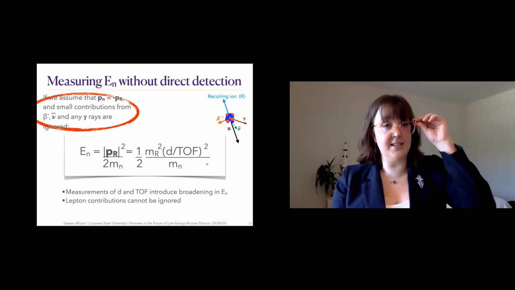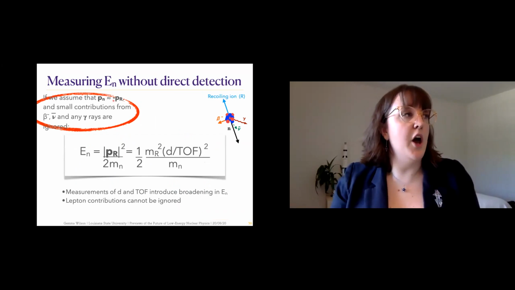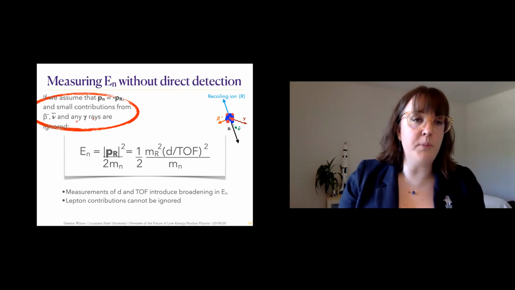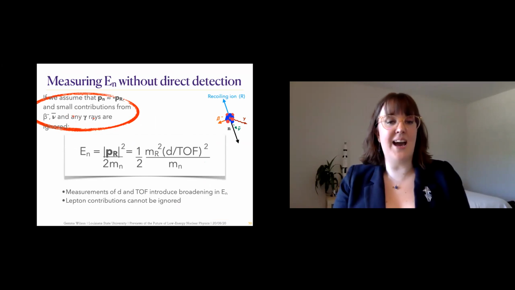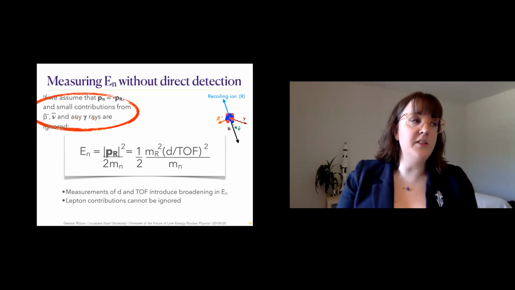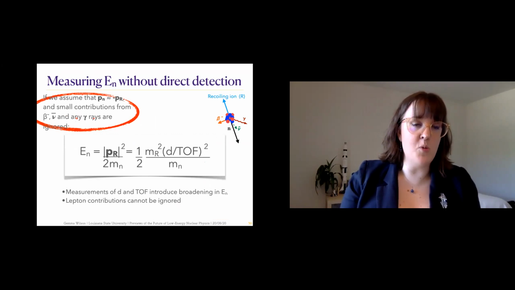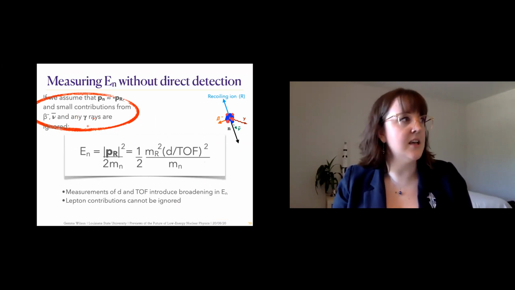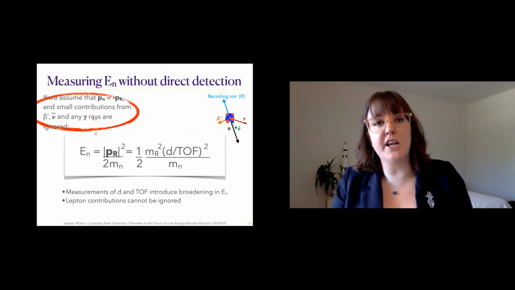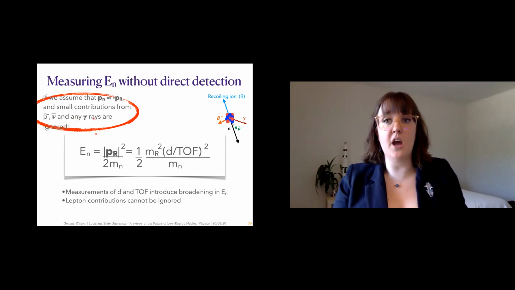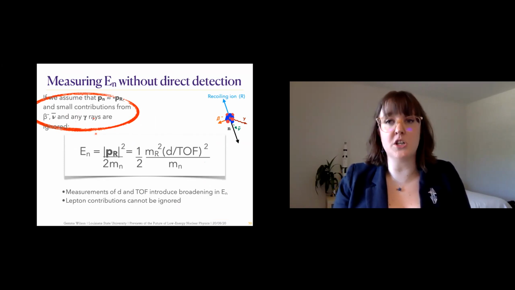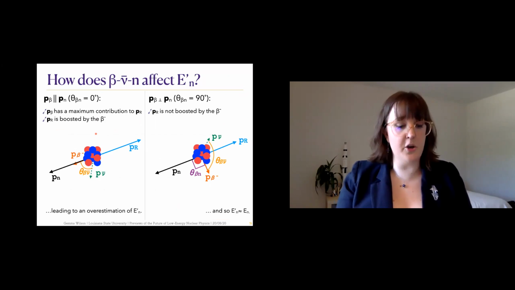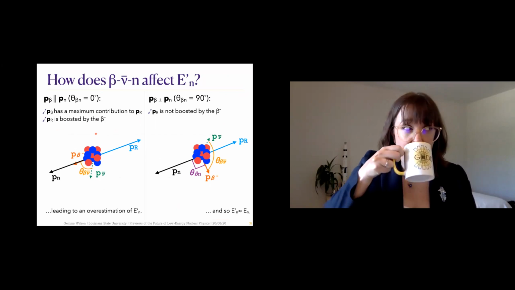Well, earlier I said that we made the assumption that we can ignore the beta and the neutrino and the gamma rays, but actually it turns out we can't. These are precision measurements, and if you want to make good precision measurements, you can't ignore any kind of effects like this. So there's actually a triple correlation between betas, neutrinos, and neutrons that affects the reconstruction of our neutron energy. So how do we look at this?